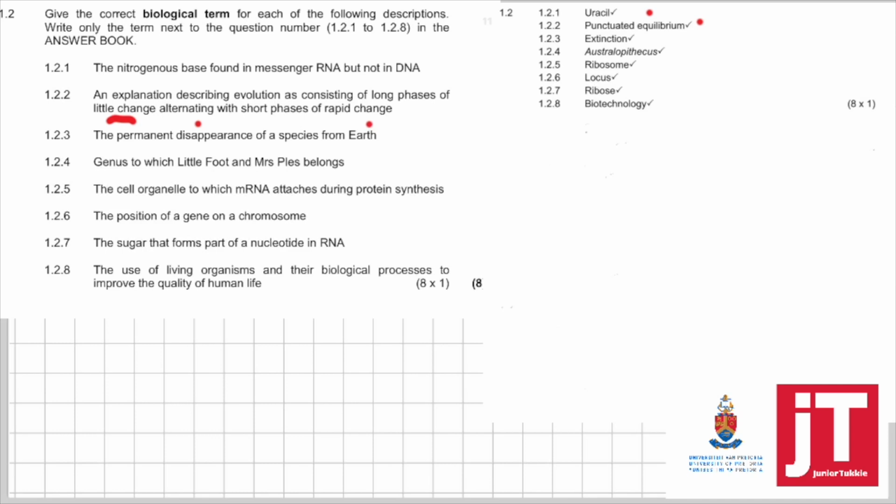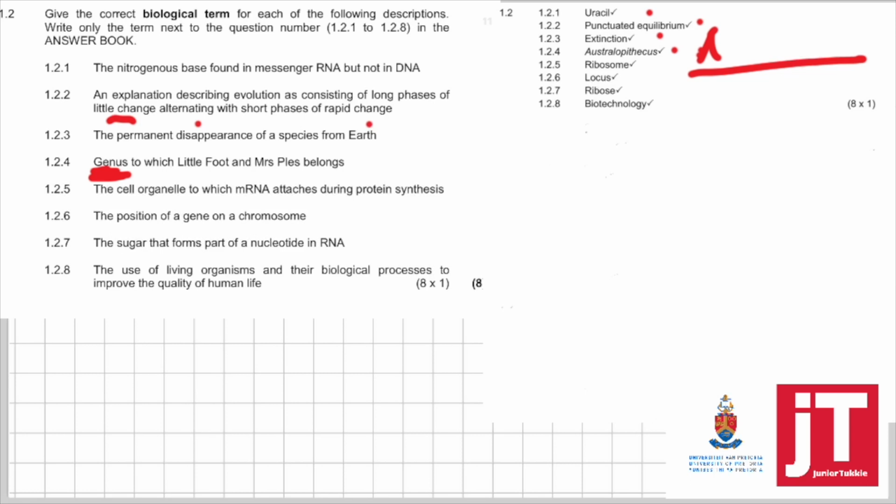1.2.3. The permanent disappearance of a species from Earth. That's quite easy. Extinction. 1.2.4. The genus to which Littlefoot and Mrs. Ples belong. Look at it. They're only asking the genus. There's no need to write the species. So the genus is Australopithecus. If you're writing it down, remember, capital letter A and the whole word must be underlined.